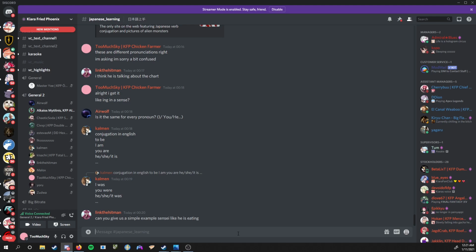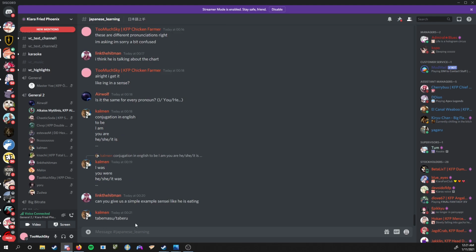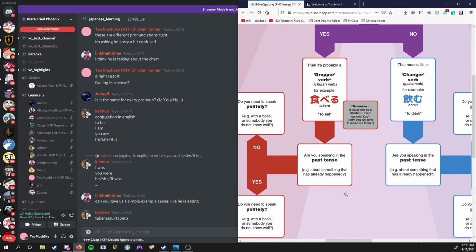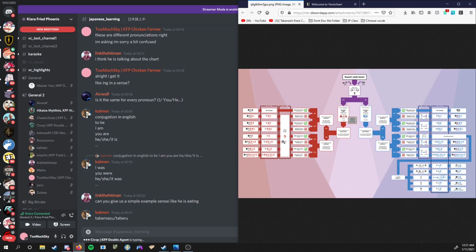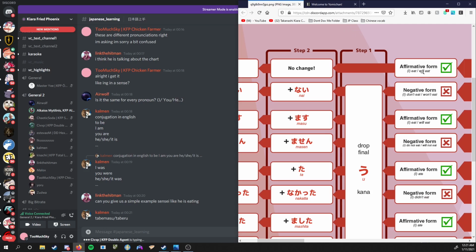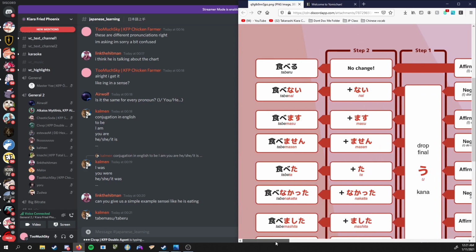Yeah. So on the chart itself, it goes through the conjugation for taberu. So taberu's plain affirmative present is taberu. There's no change from the dictionary form. If you wanted to say is not eating, you would drop the ru, because it's a dropper verb, and you would do tabenai.